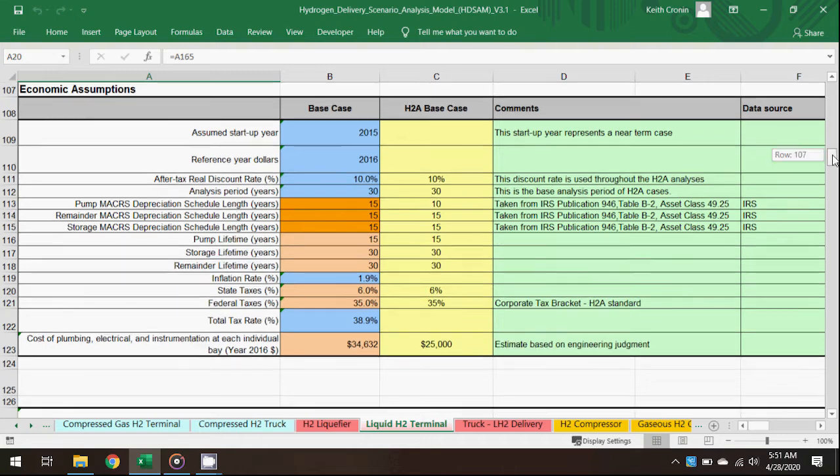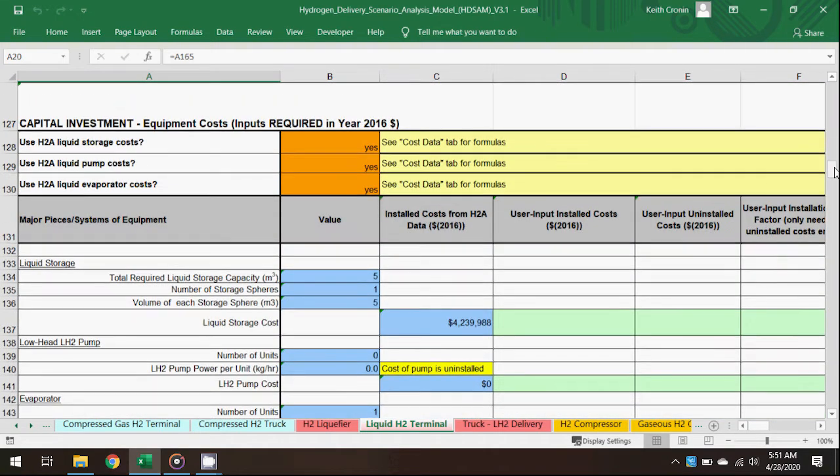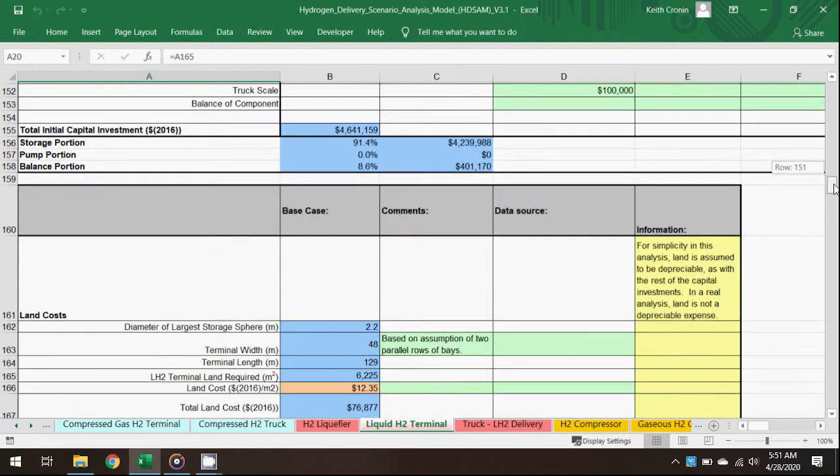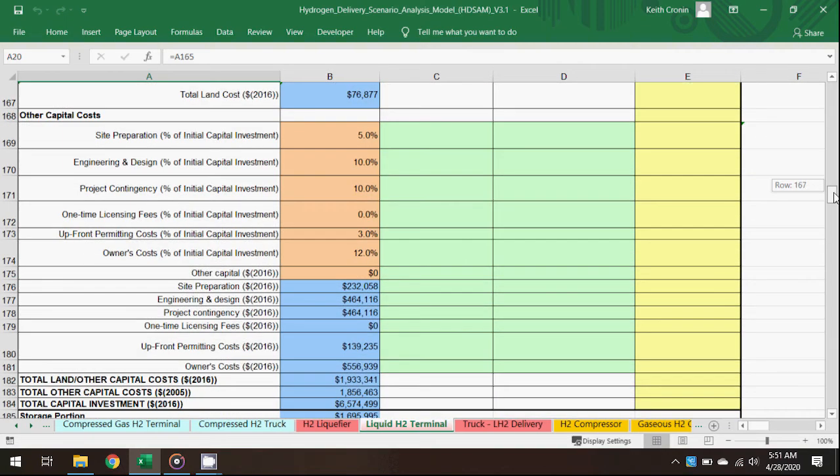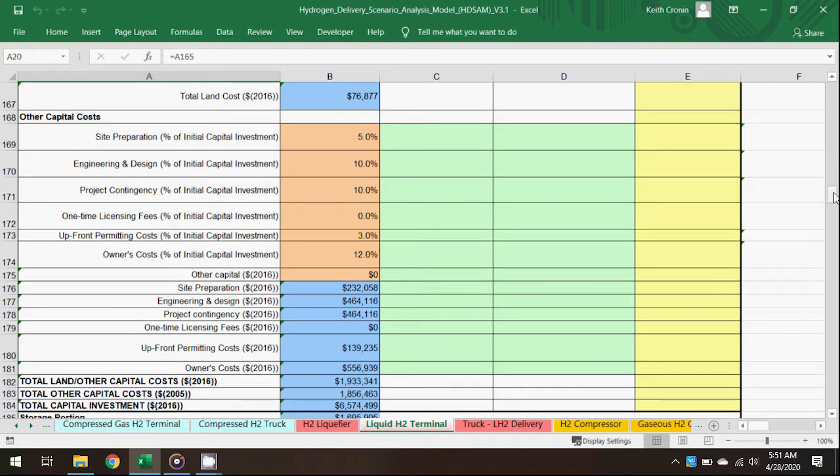Next, there are a couple of tables related to capital investment. Looking primarily at the second table, the required inputs here are land cost, other capital cost, and then in terms of percent of initial capital investment, there's site preparation, engineering and design, project contingency, one-time licensing fees, upfront permitting costs, and owner's costs.